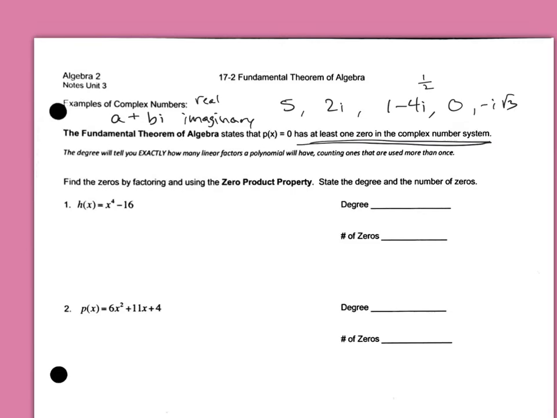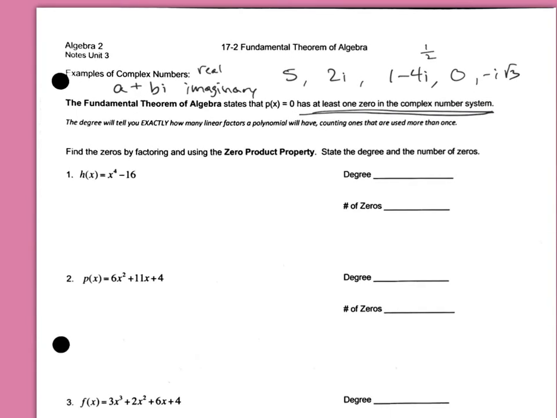Now, something else that we know is true is that the degree tells you exactly how many linear factors you're going to have, or how many answers you'll have. Now, unfortunately, this includes all of them. Ones that are used twice, imaginaries, reals, it includes everything.